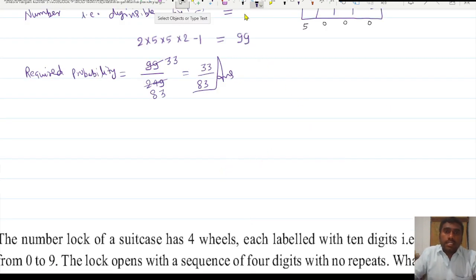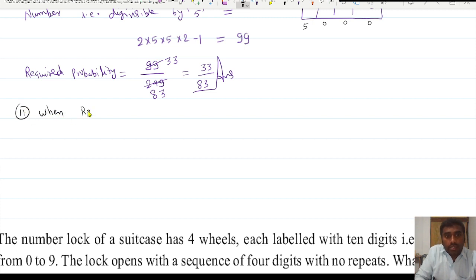Now the second case is what here? Second case, when repetition is not allowed, right? See, again very easy. If you understood the first part, then the second part is very easy to understand.